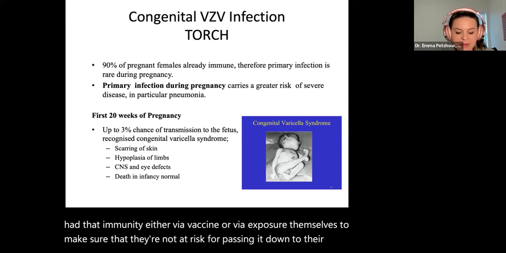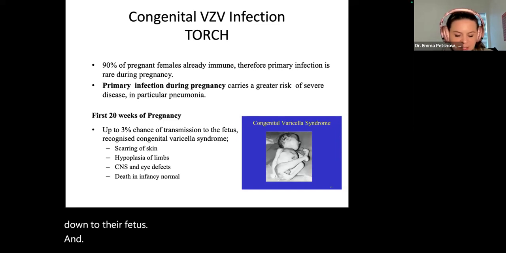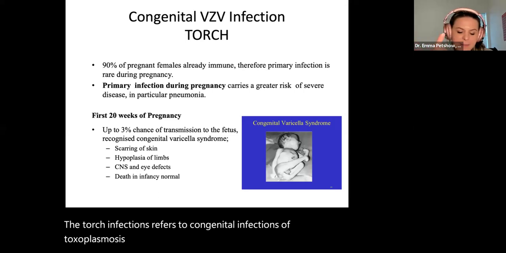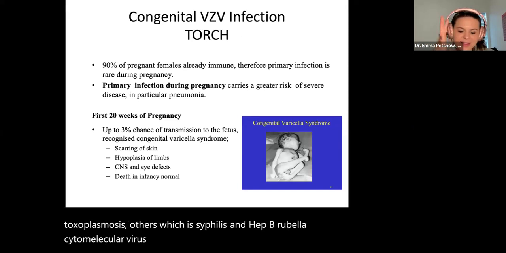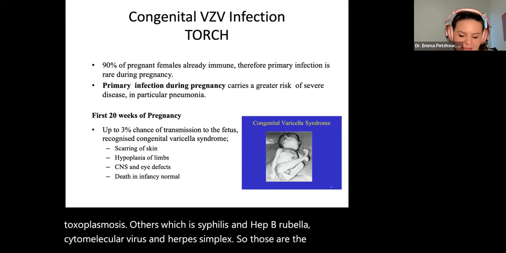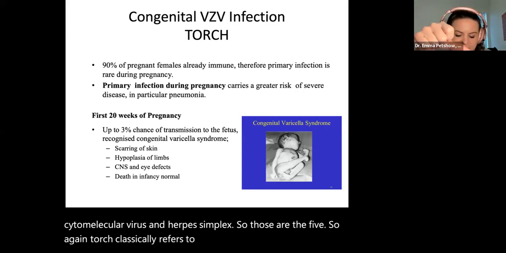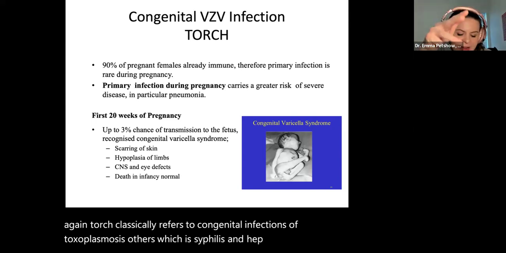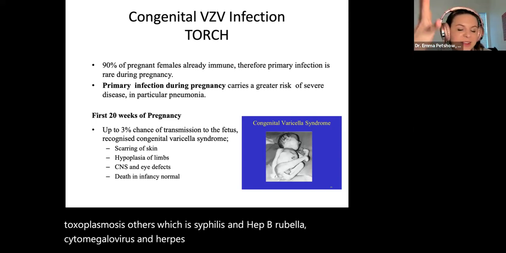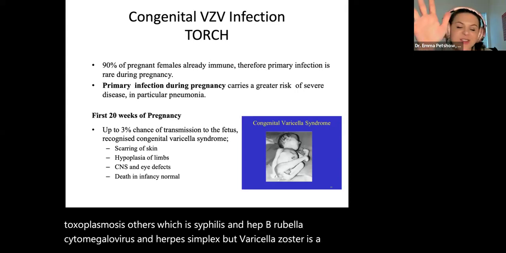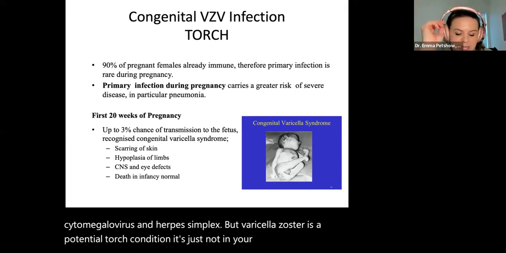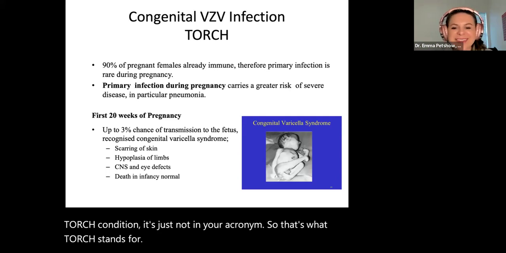fetus. And the TORCH infections refers to congenital infections of toxoplasmosis, others, which is syphilis and Hep B, rubella, cytomegalovirus, and herpes simplex. So those are the 5. So again, TORCH classically refers to those congenital infections. But varicella zoster is a potential TORCH condition. It's just not in your acronym. So that's what TORCH stands for, if you were wondering.